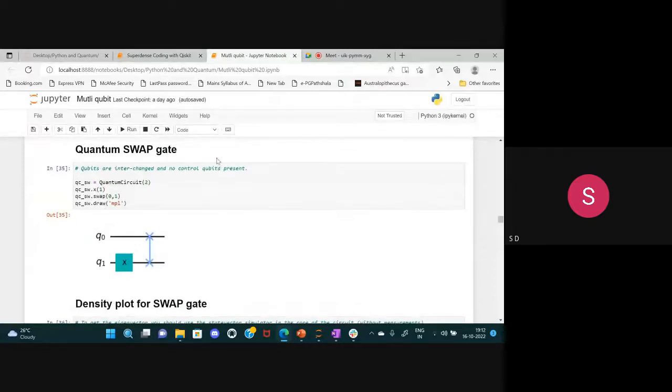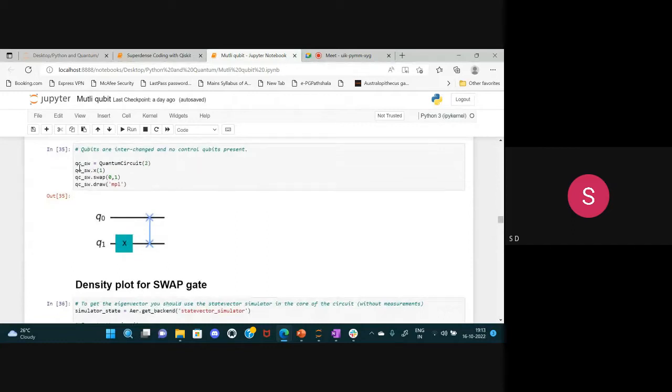Qubits are interchanged and no controlled qubits are present. We have already mentioned this, and we are creating a variable called QC underscore SW, a quantum circuit. In this, we have given two qubits, so I've written two. Indexing starts from zero, so we have written zero. In this circuit, it is displayed as Q0 and Q1.